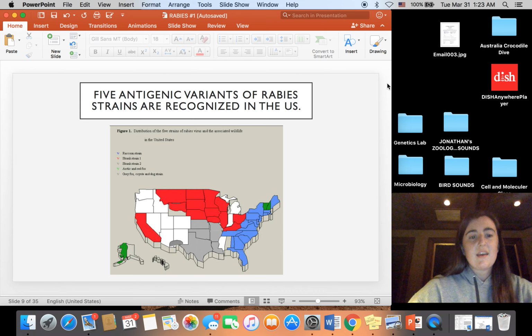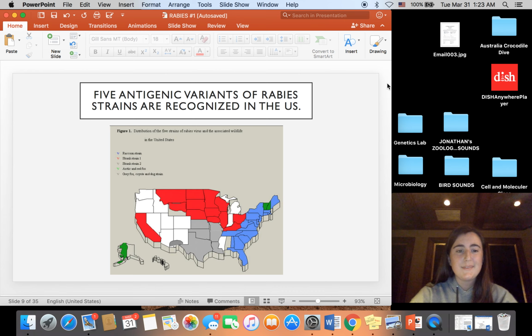And so, in the US, there are 5 antigenetic variants of rabies strains. You can see that on the East Coast we have the raccoon strain, and then towards the north, they have the skunk. Down mid-south, they have the other skunk strain. And then there's kind of variation around.